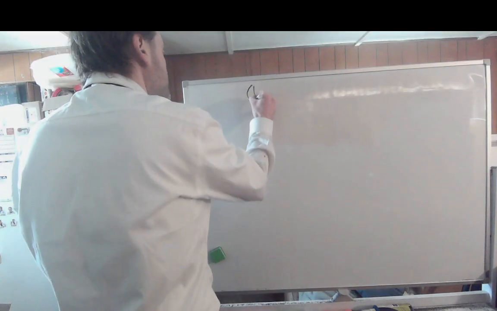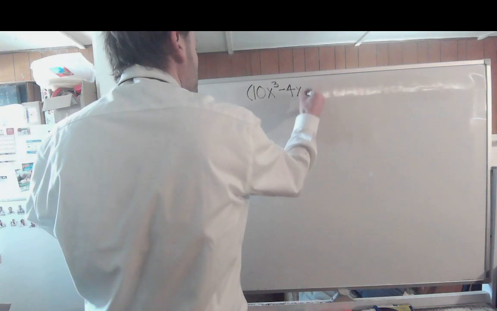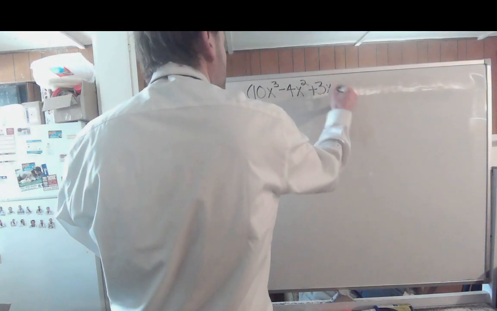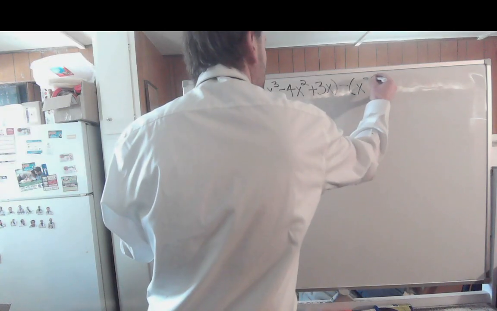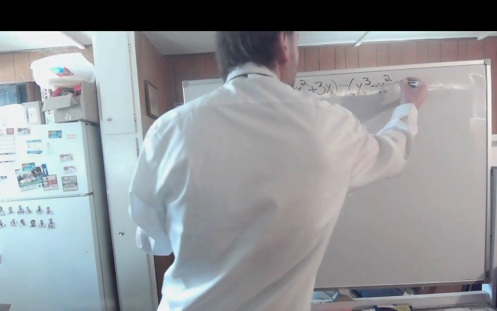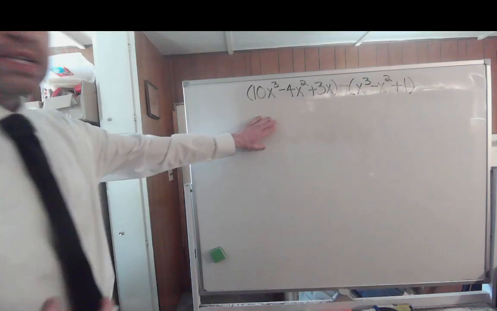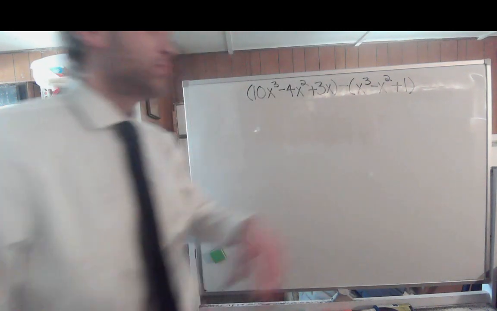Alright, 4 more. So let's see. 10x to the third minus 4x squared plus 3x, that whole quantity, minus x cubed minus x squared plus 1. So we got the quantity of 10x to the third minus 4x squared plus 3x minus the quantity of x to the third minus x squared plus 1.